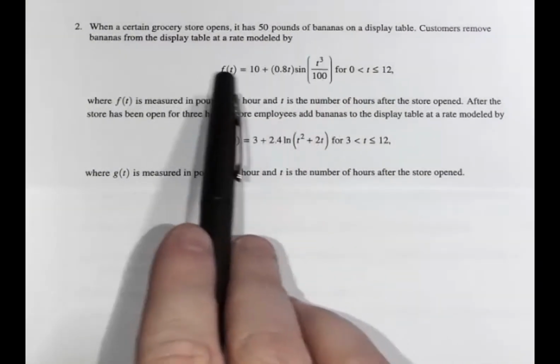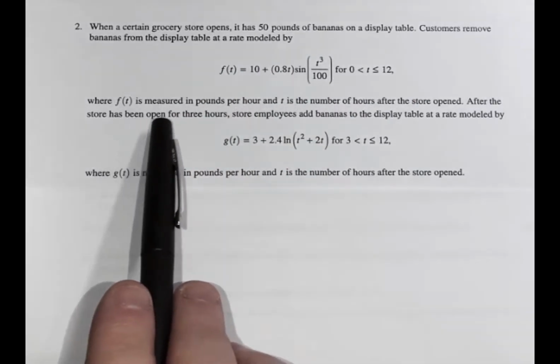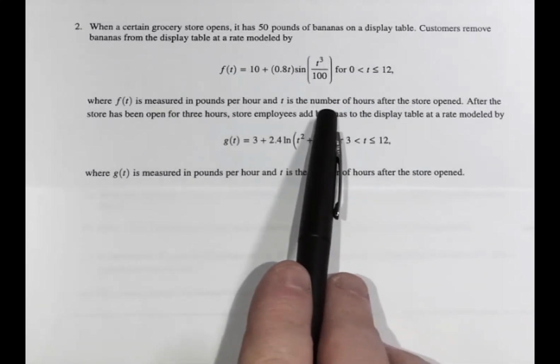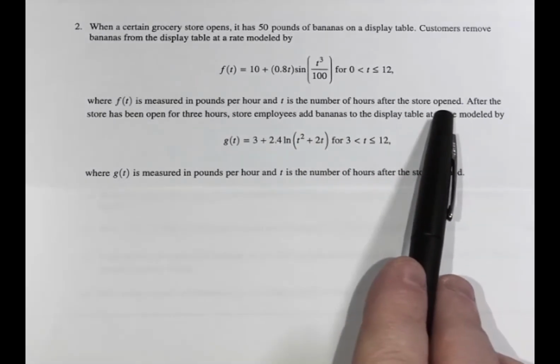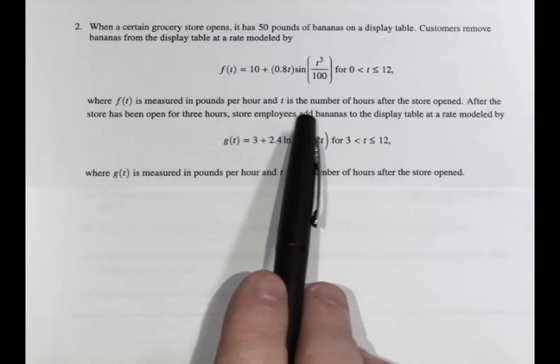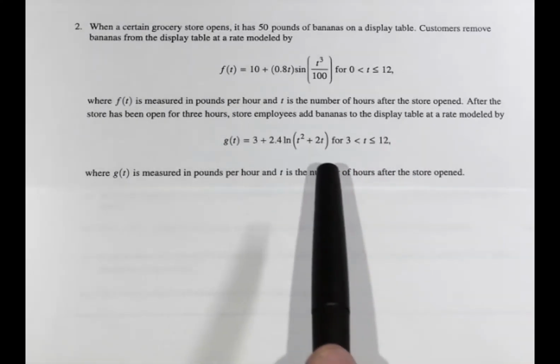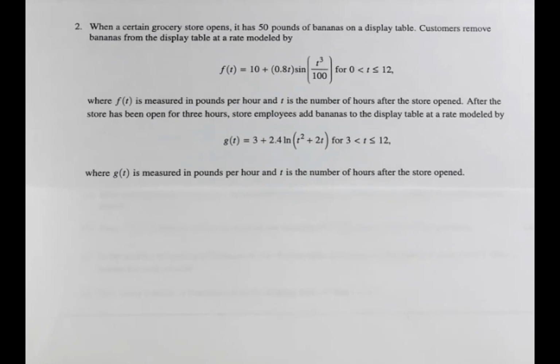Well, the bananas are being taken away at this rate of f of t. f of t is measured in pounds per hour, and t is the number of hours after the store has been opened. Then once the store had already been open for 3 hours, the employees start to replenish the bananas, and that's done at this rate. So t is again the number of hours after which the store is opened, and this time g of t is still pounds per hour, but this is the rate at which the bananas are being put back onto the display.